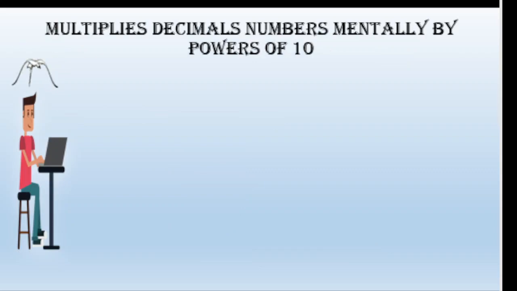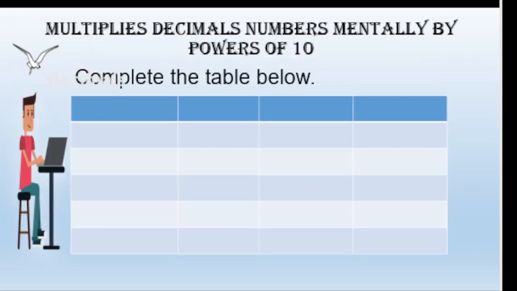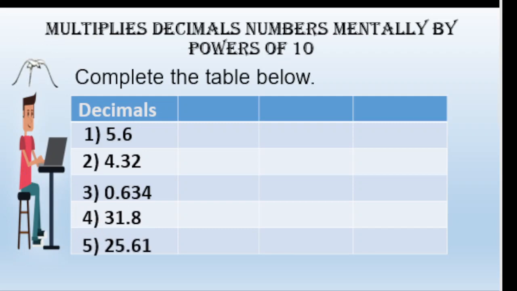Okay, next. This time, you're going to complete the table. You have the decimal numbers: 5.6, 4.32, 6.34, and then you have 31.8 and 25.61. So our multipliers are as follows. So you have the 10, the 100, and the 1,000.